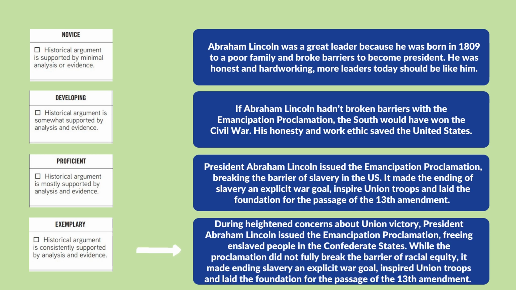Here we see an exemplary level thesis. Take a minute and note what the differences are between this and the proficient level thesis. The exemplary level argument is overall more specific and nuanced. The student has included a bit more context. They have also specified that the proclamation only freed enslaved people in Confederate states, and they included a more nuanced argument about the broader scope of racial equality in the United States. Of course, the student will still have to back up all of their argument with evidence presented in the rest of their project. Even if a student has a great sounding thesis statement, they can still only give you minimal evidence to support it, resulting in a novice mark.